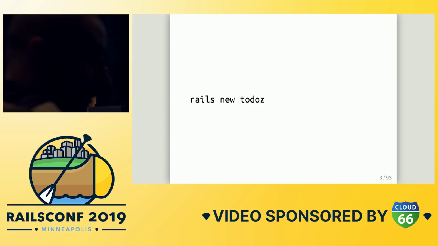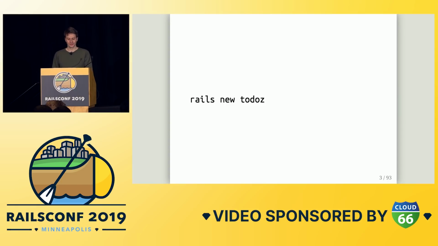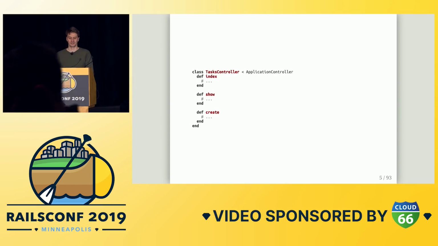We first start by generating a brand new Rails app called To-Dos, and then we add a model called Task, just an ActiveRecord model. And then we start implementing the controller, the index action, the show action, the create action.